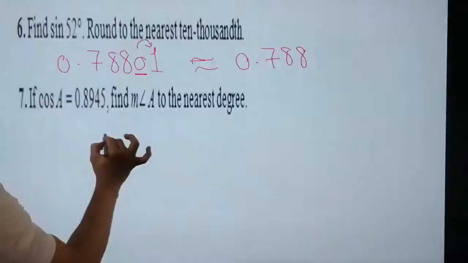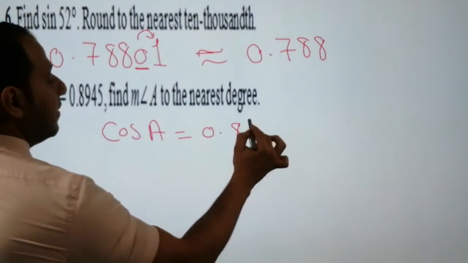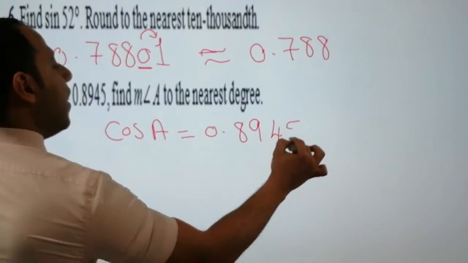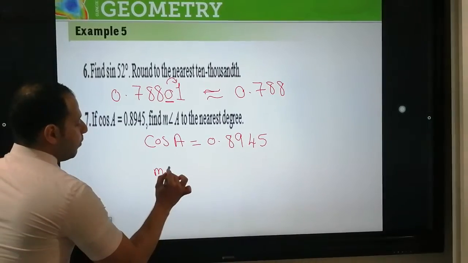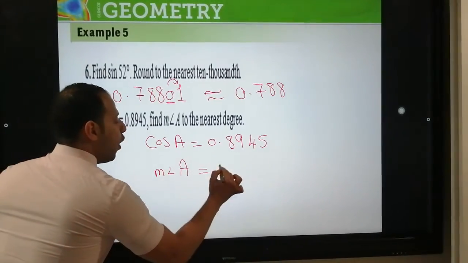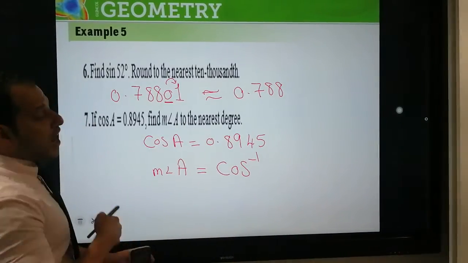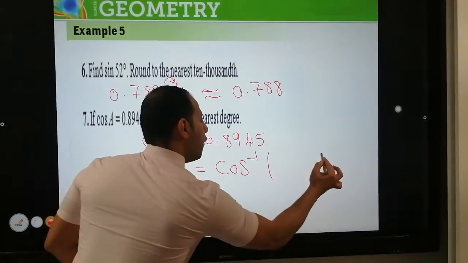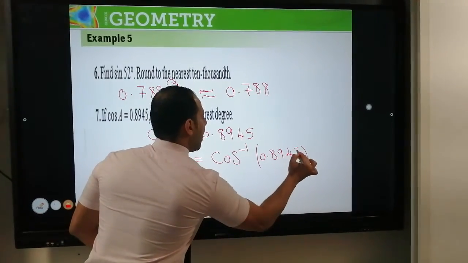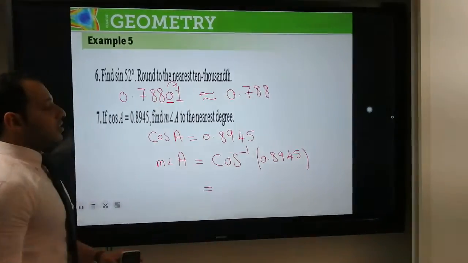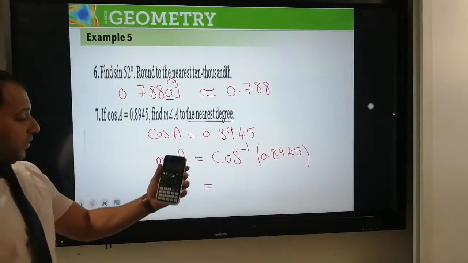cosine. So he gave me cosine A equals 0.8945. I need to find the measure of angle A. So inverse cosine, excellent. And we will write inverse cosine in my calculator now for this number 0.8945. So now I get the result to the nearest degree. It means to the nearest whole number.